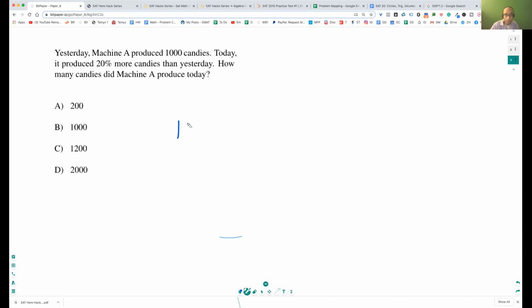So what you got to do here, let's say machine A, this was yesterday. It had 1,000 candies. I'm just going to call this the old value. And now this produced 20% more candies, and this is the new value right over here.